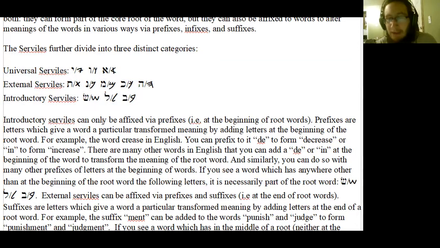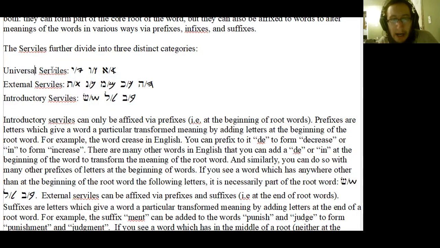So to convey this whole thing of prefixes and suffixes, what is it talking about? In English, we use prefixes all the time. As you can see on the screen, I wrote it down here for you guys. You can prefix the word or root crease with the letters DE to form decrease, or you can prefix the letters IN to form increase. And there are many other words in English that you can add a DE or IN at the beginning of to transform the meaning of the root word. Similarly, you can do the same thing, but instead of two letters, it's usually one letter that you just add at the beginning. And those letters are the letters that I showed you here.